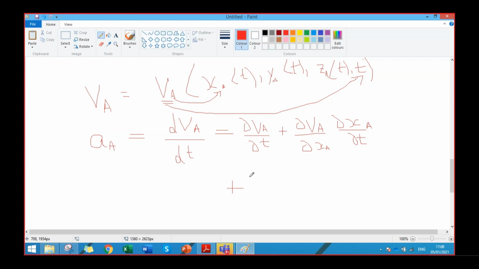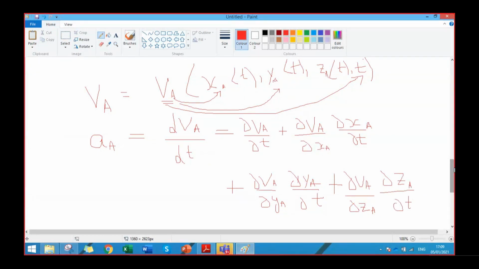Then further, again, the dependency of this V on Y, and then the dependency of that Y on T: partial V_A by partial Y_A into partial Y_A by partial T. And similarly for Z, the dependency of this V on Z, and then the dependency of that Z on T. So partial V_A by partial Z_A into partial Z_A by partial T. Clear?